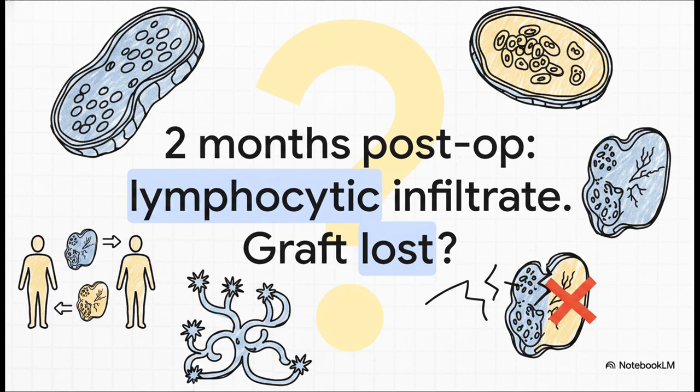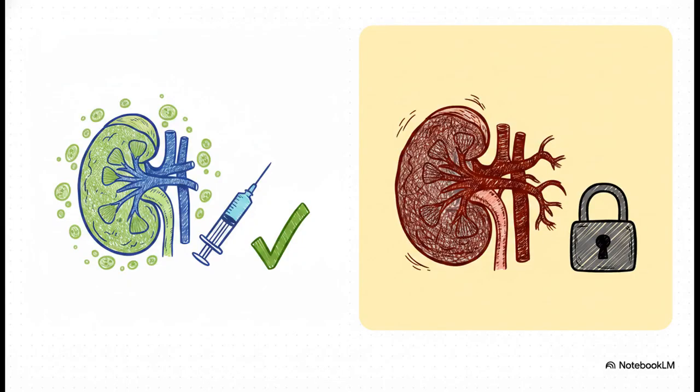A transplant patient is 2 months post-transplant and their organ function is rapidly declining. The biopsy reveals a dense lymphocytic infiltrate. The test is going to ask, is this graft failure irreversible? Should you prepare for retransplantation because the graft is completely lost? Use this differentiator to dismantle the trap.